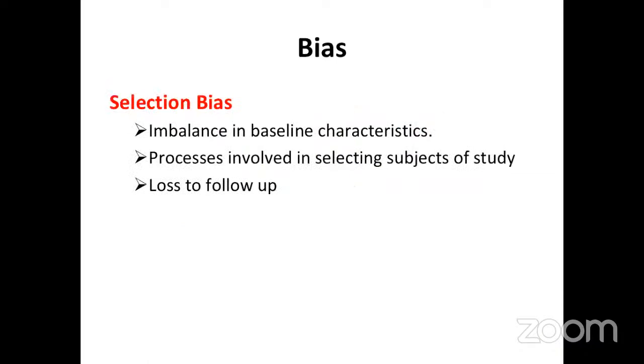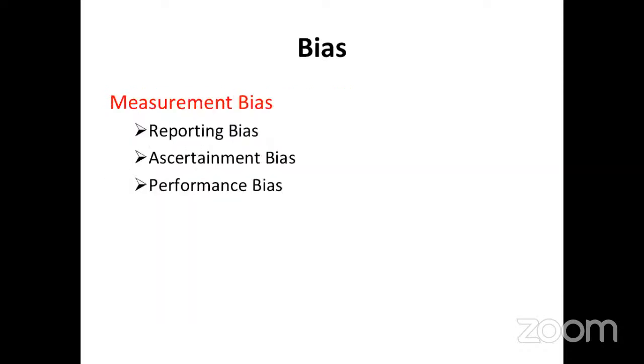Selection bias may be due to imbalance in baseline characteristics. Therefore, you use randomization and inclusion and exclusion criteria properly to avoid selection bias. Then there can be measurement bias due to reporting by the patients. For example, with VAS scores, when you ask the patient whether pain is less or more, the patient may say pain is less because he is seeing you.